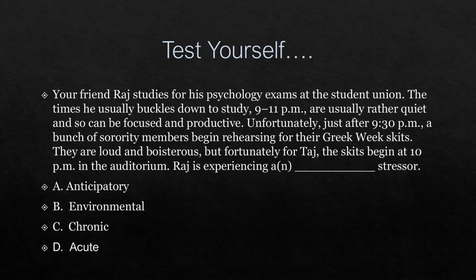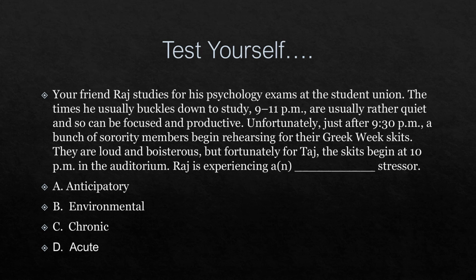Your friend Raj studies for his psychology exams at the student union. The times he usually buckles down to study are 9 to 11 p.m. and they're usually rather quiet so he can be focused and productive. Unfortunately, just after 9:30 p.m., a bunch of sorority members begin rehearsing for their Greek week skits. They are loud and boisterous, but unfortunately or fortunately for Raj, the skits begin at 10 in the auditorium. So Raj is experiencing what? Is this an anticipatory stressor, environmental, chronic, or acute?